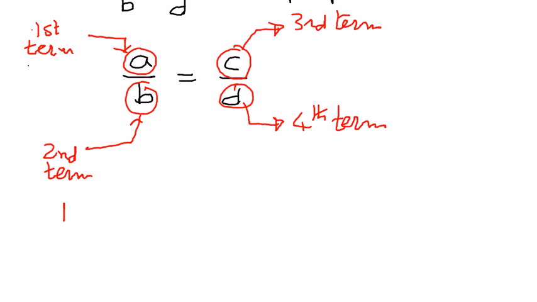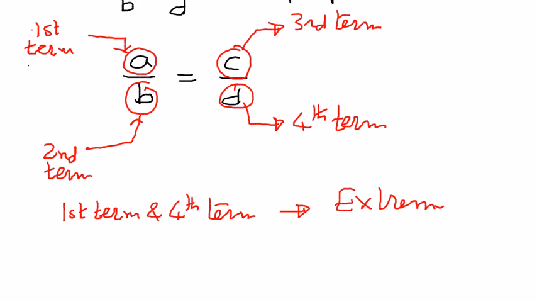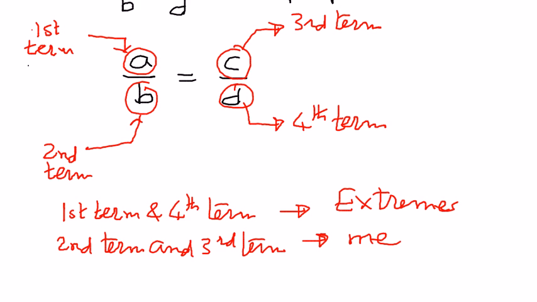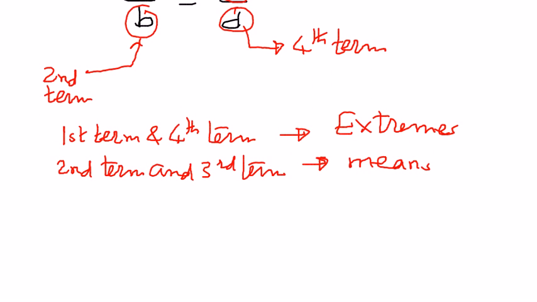The first term and the fourth term will be called the extremes. And then the second term and the third term are called the means. I'll explain this in another manner.